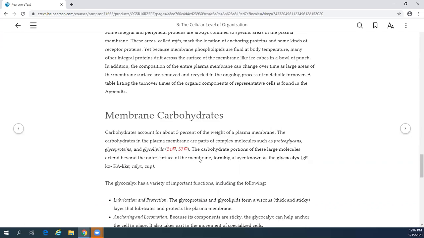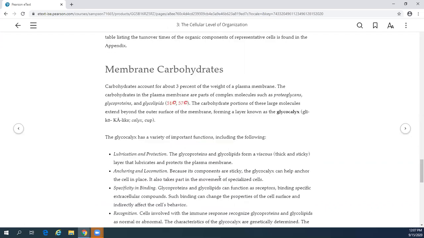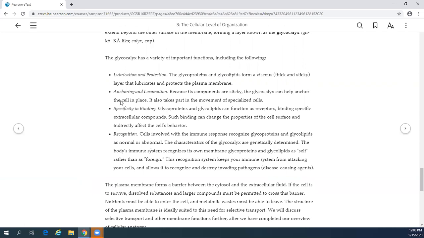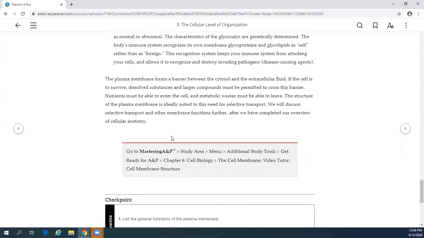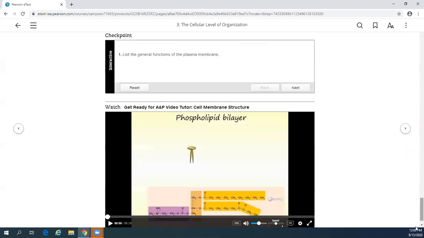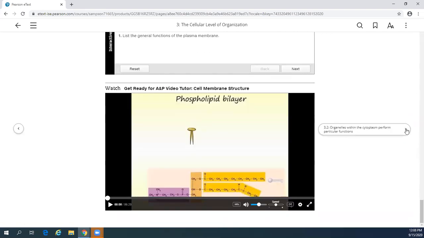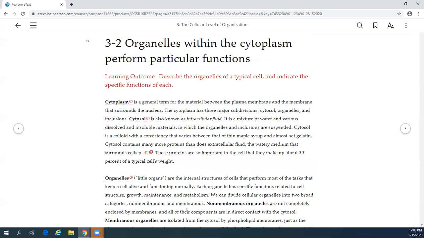Okay. Membrane carbohydrates, or glycocalyx. They're also called the glycocalyx. Proteoglycans, glycoproteins, glycolipids. They have their function here. So the glycocalyx has a variety of important functions, including the following: lubrication and protection, anchoring and locomotion, specificity and binding, and recognition. Now again, guys, as I'm going over those sections, I'm just giving you kind of definition stuff. Make sure you read it so that you understand what that is exactly telling you.